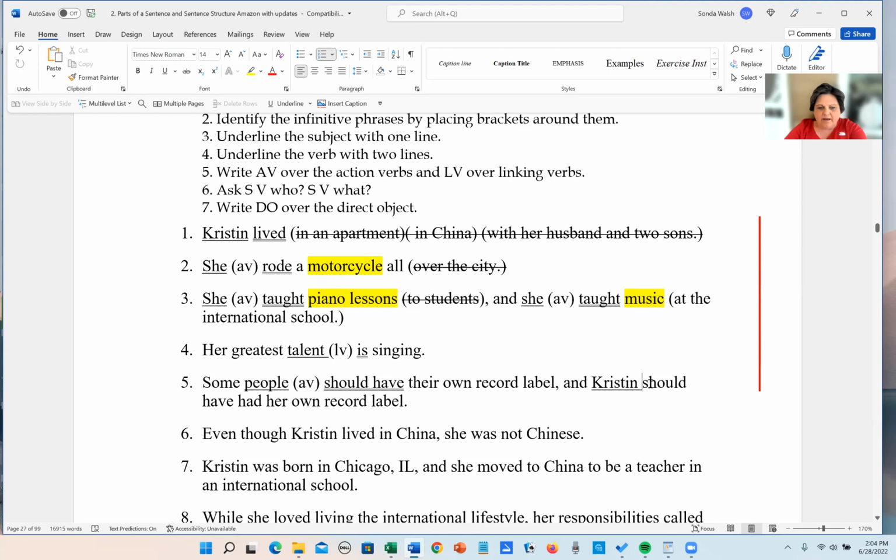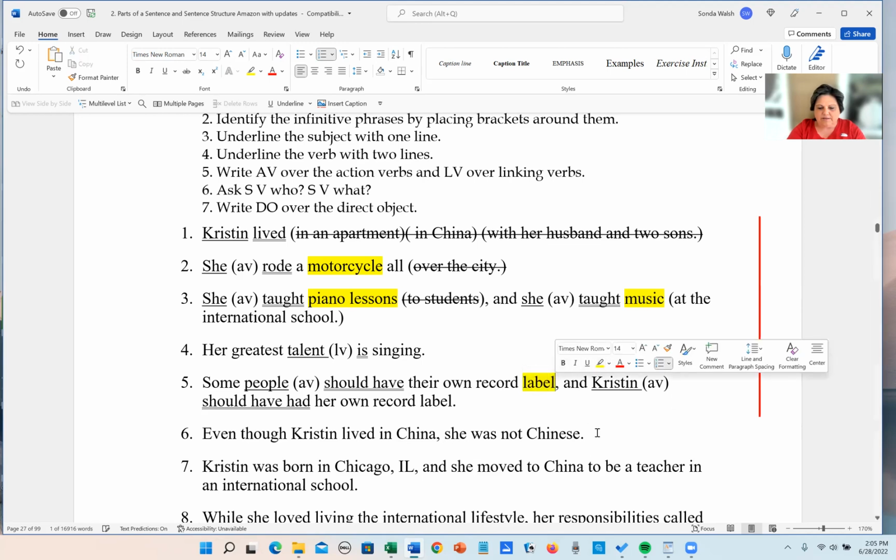Okay. Now here we have should have. Should have had. So that one is, okay, and that is an action verb as well. All right, now let's go back and we ask the subject verb who, subject verb what question. So people should have what? People should have who? Well, record label. So label is our direct object.